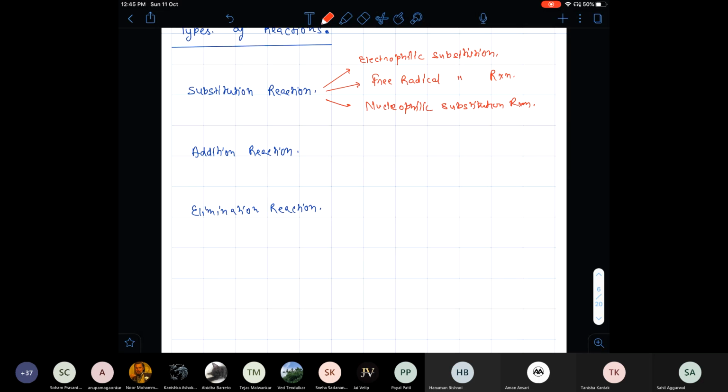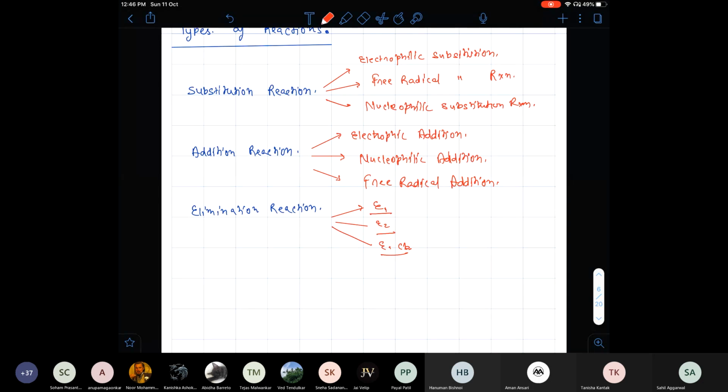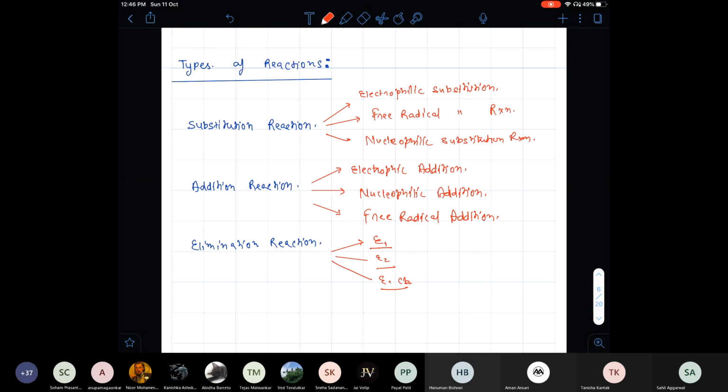Then you have electrophilic addition reaction, nucleophilic addition reaction, and free radical addition reaction. Then you have E1, E2, E1CB. These are the types of reactions which we have in the first chapter of 12th class.